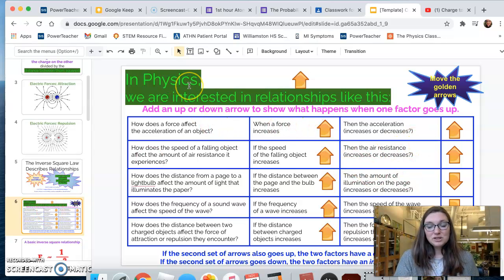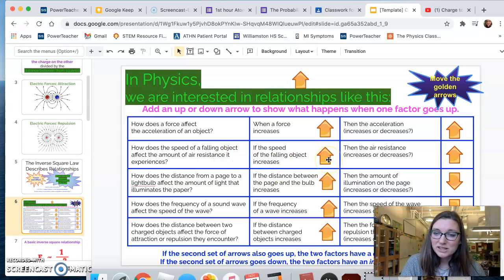In physics, we're interested in relationships like this. How does a force affect acceleration of an object? Well, when a force increases, then the acceleration also increases. That's a direct relationship. How does the speed of a falling object affect the amount of air resistance it experiences? Well, if the speed of a falling object increases, then the air resistance is also going to increase.